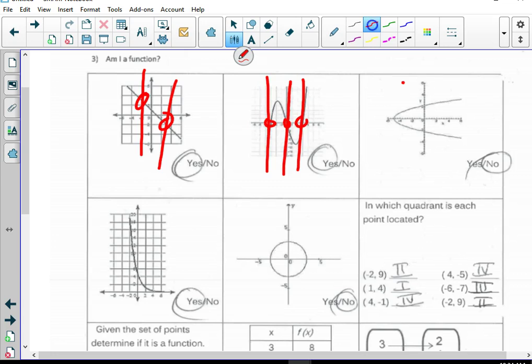Yes, it is. No, it's not. Yes, it is. No, it's not.